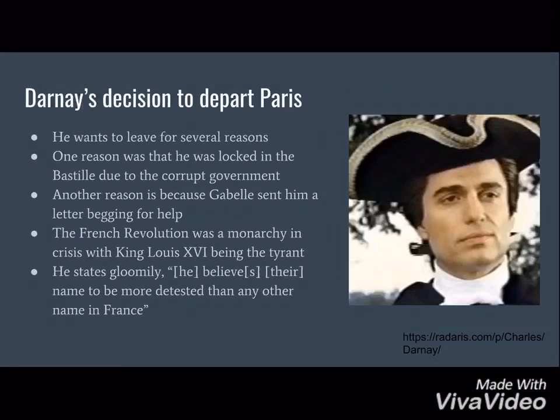Okay, Darnay decided to depart Paris. He wants to leave for several reasons. One reason was that he was locked in the Bastille due to the corrupt government. Another reason is because Gabelle sent him a letter begging for help. The French Revolution was a monarchy in crisis, with King Louis XVI being the tyrant. He states gloomily that he believes their name to be more detested than any other name in France.